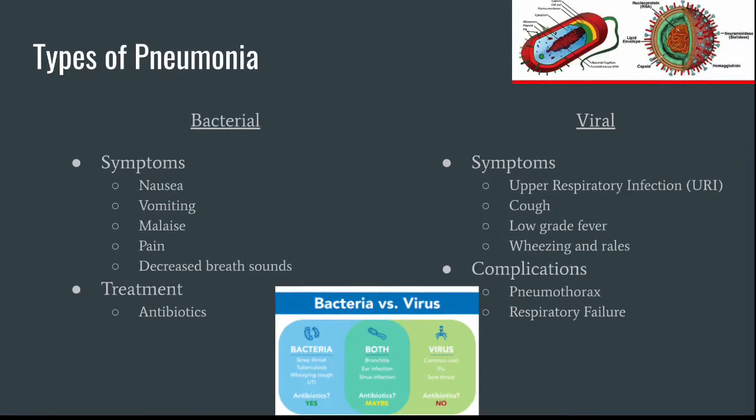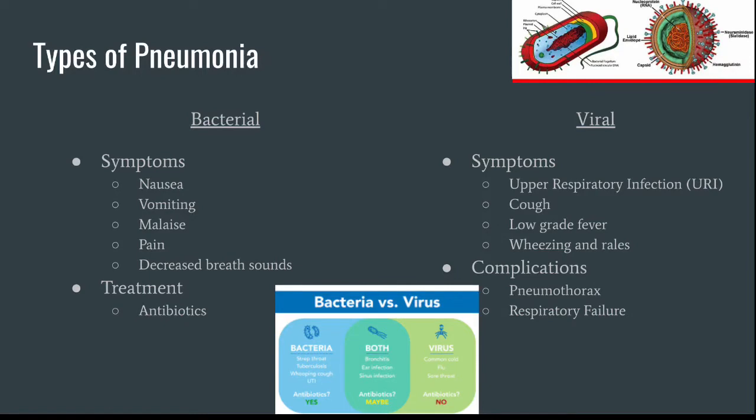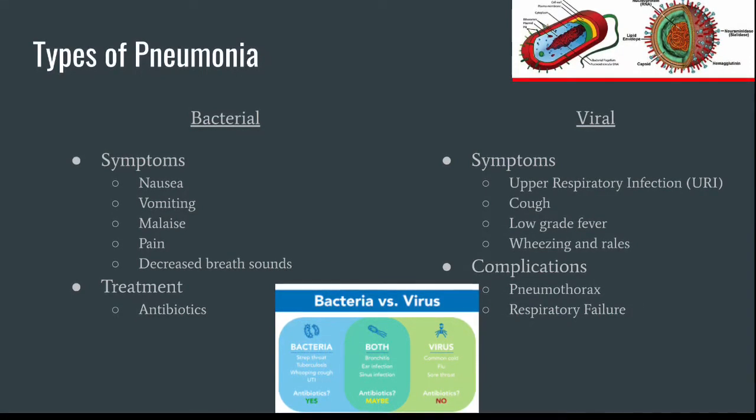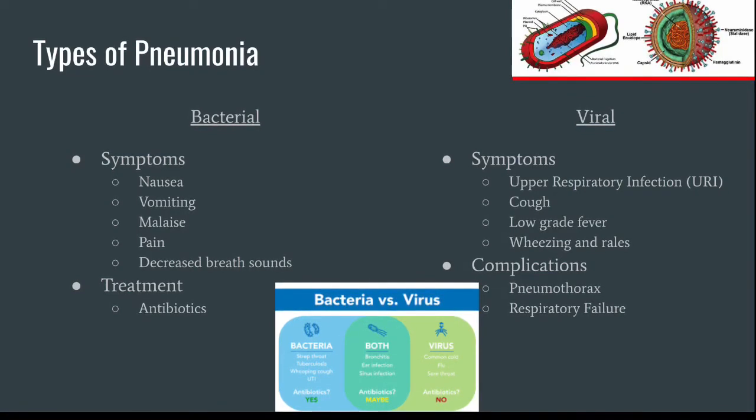During this exam, we'll be looking more into the bacterial, marked by nausea, vomiting, malaise, and pain, and it can be treated by antibiotics, whereas viral has upper respiratory infection symptoms, cough, low-grade fever, and complications such as pneumothorax and respiratory failure.